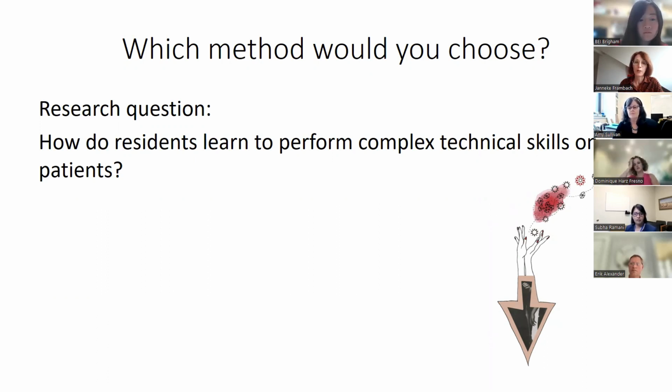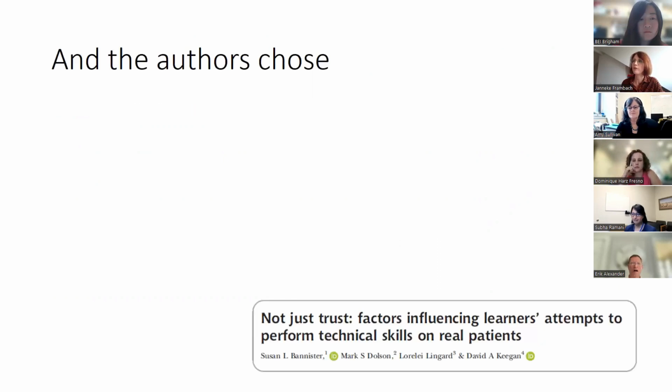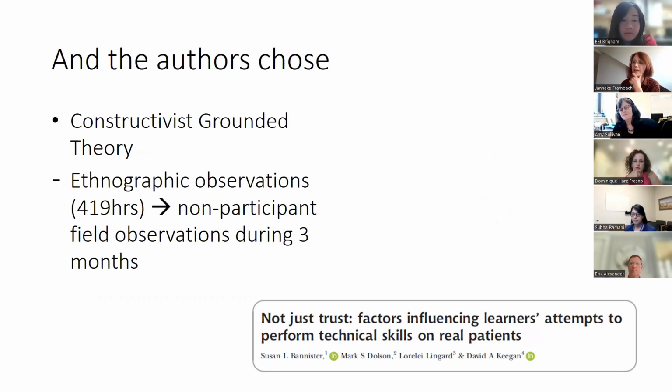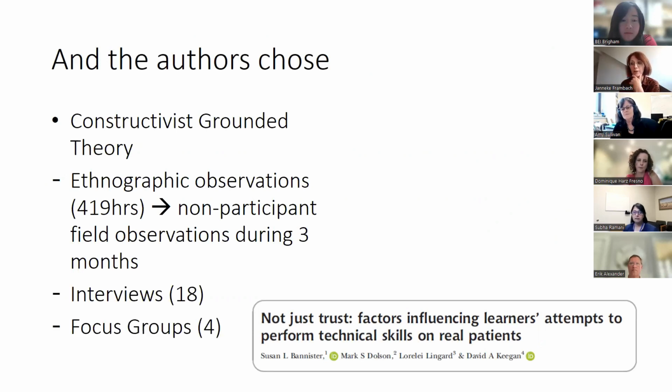So we have multiple answers, and it's maybe a little bit of a trick question because obviously there are different possibilities. I'm just going to show you here what these authors, this is from the study that is on the slide here, what they used. They did a constructivist grounded theory. I think you learned a bit about that in session 1. And then they combined that actually with observations, but also interviews and focus groups.